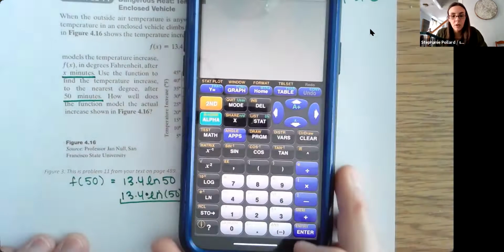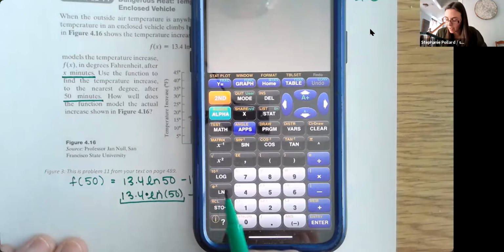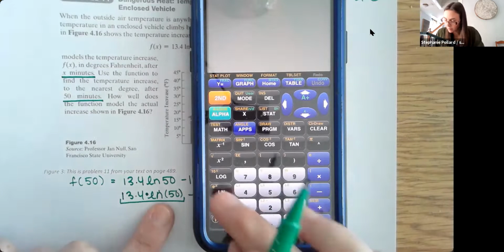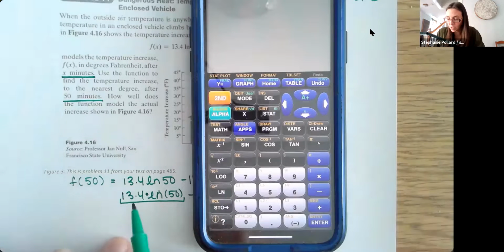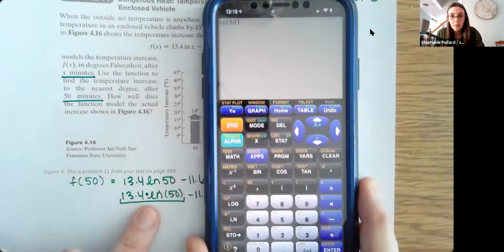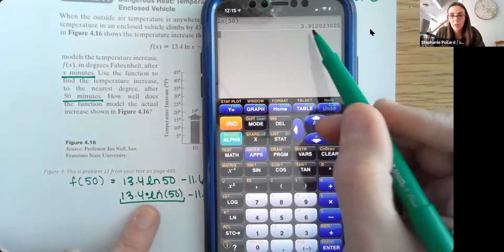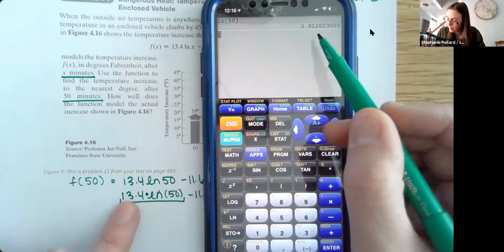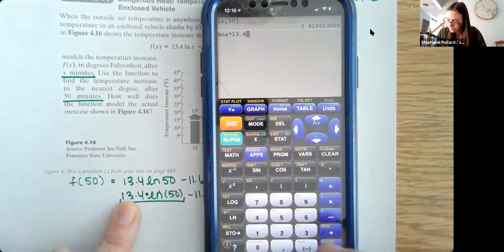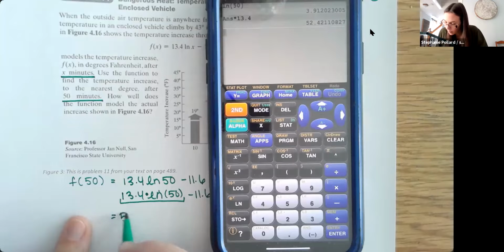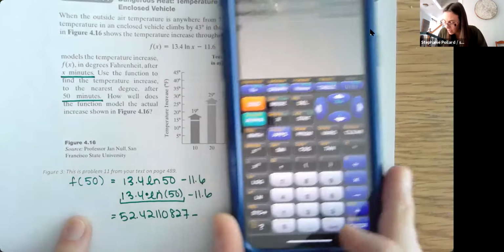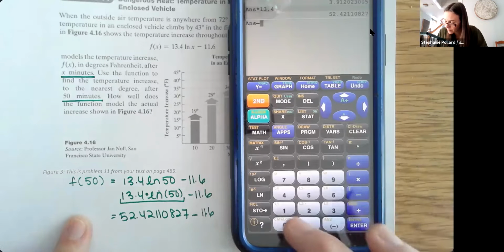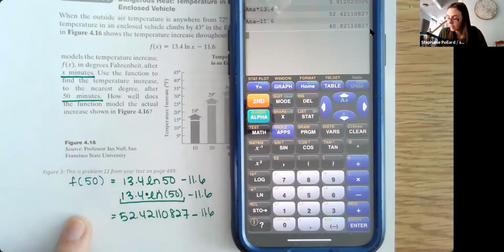Now, in your calculator, you should have a natural log key. It's going to be right here. It's the ln. So I'm going to type in ln of 50 first, where it's multiplication so it doesn't matter which one I type in first. And I get, again, this really long expansion. So I'm going to use all those decimal places and multiply that by my 13.4, and I get 52.42110827 minus 11.6. When I subtract the 11.6, I get 40.